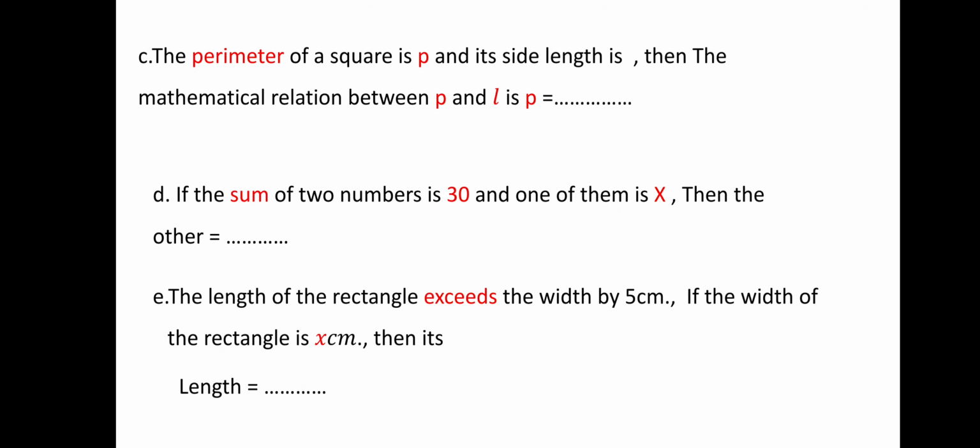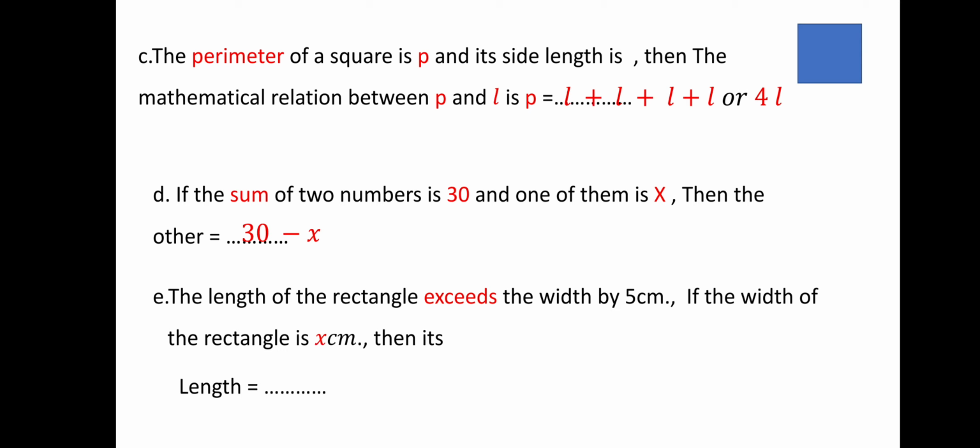The perimeter of a square is P and its side length is L. The mathematical relation between P and L will be: we know the square has 4 sides and the perimeter is the sum of all sides. So the perimeter will be L plus L plus L plus L, or 4 multiply L, which we write as 4L. If the sum of two numbers is 30, we have the sum, so the big number is 30. And one of them is X, the small number is X. He wants the other small number, so we change the addition into subtraction. It will be 30 minus X.